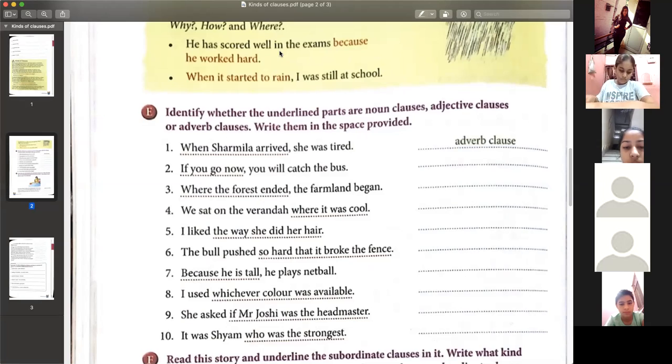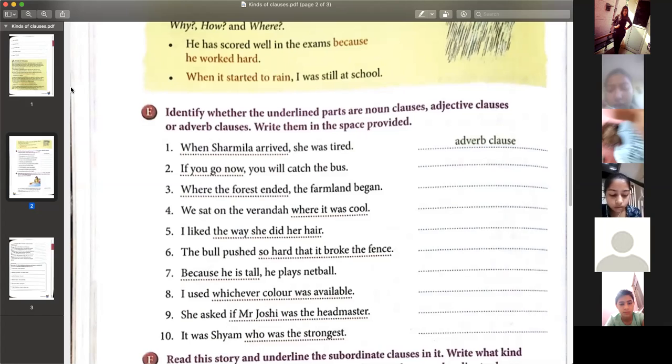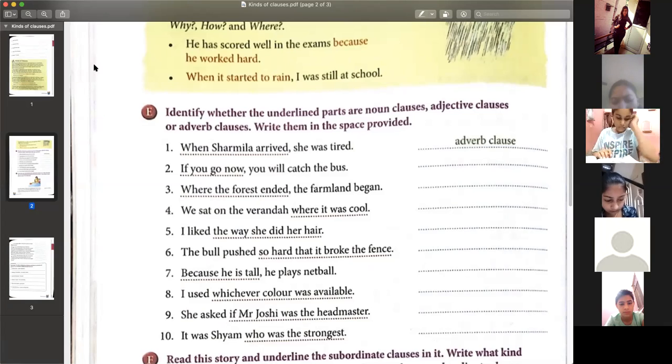It is starting with because. Yes, Soumya, speak. Adverb clause. Excellent. See, he is tall is correct. Tall is the adjective word, but it is starting with because, and because is a conjunction. So we are putting it as an adverb clause.